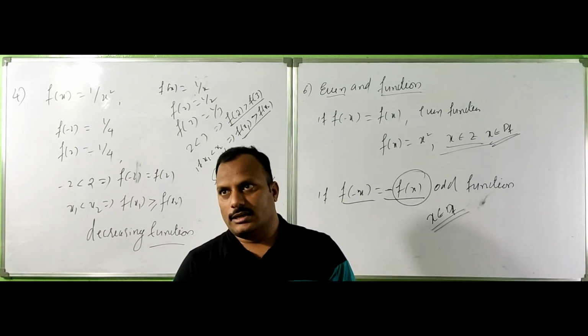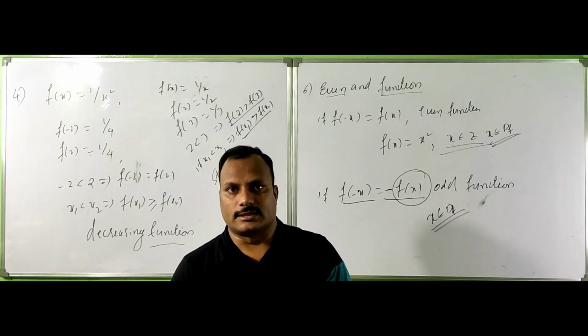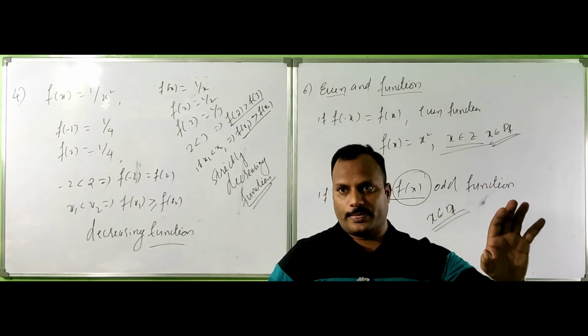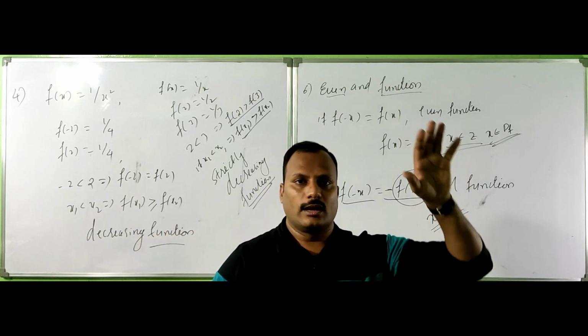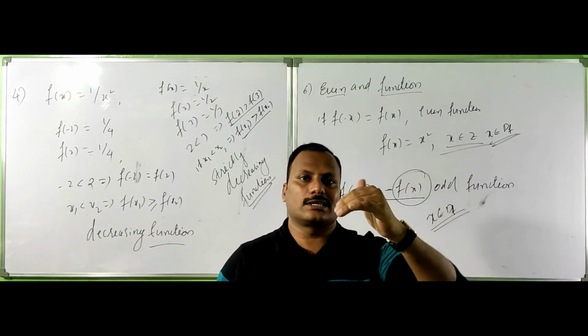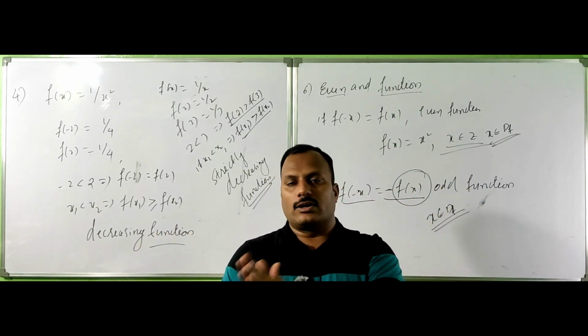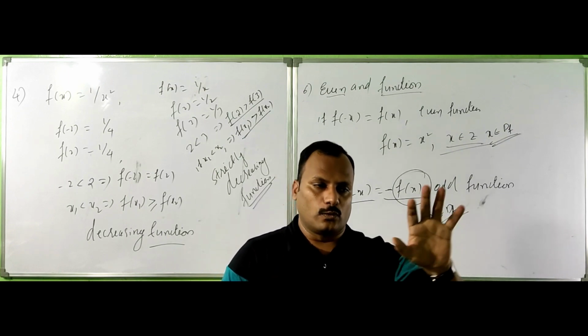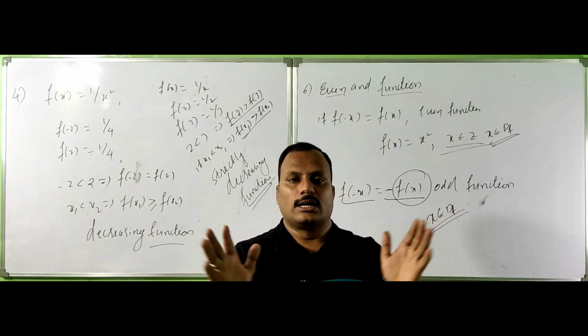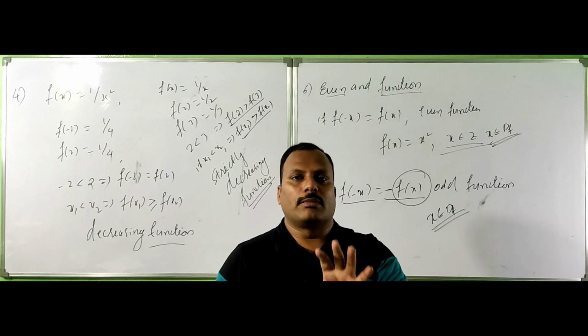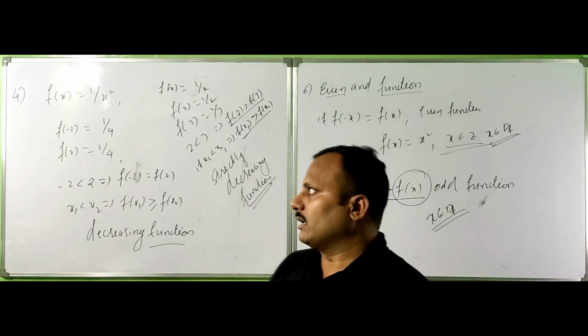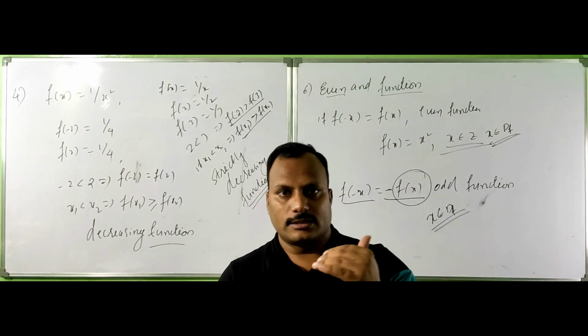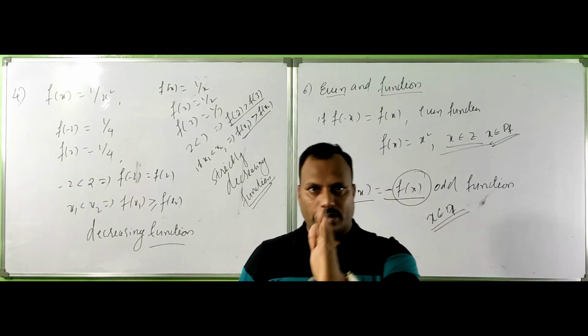And next, one-one correspondence: if the function is one-one and onto. Onto is called surjective. One-one and onto is called bijective. Both one-one and onto, that is one-one correspondence, is called bijective, right? Then we have the identity function, mapping a set to itself only, I_A is equal to A to A.